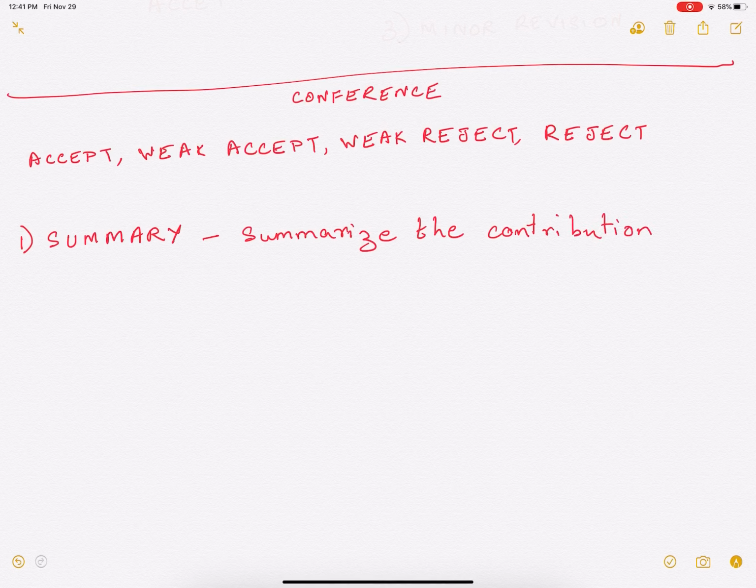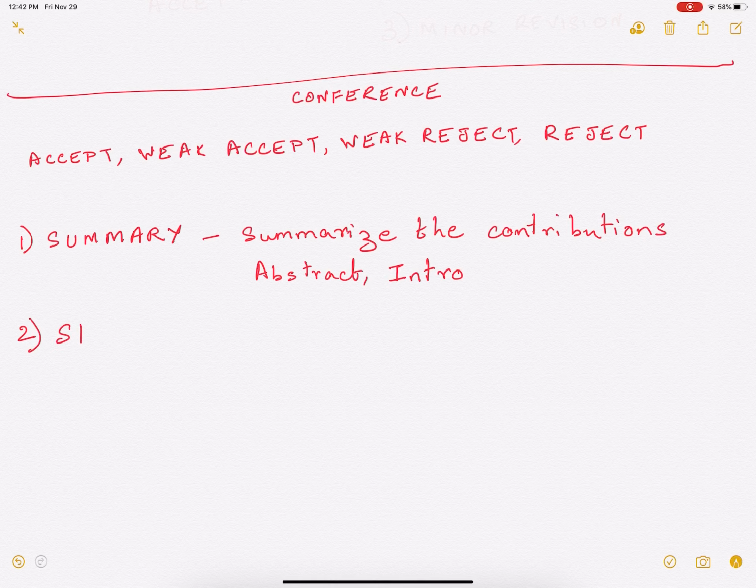Now, once you've summarized the contributions, where can you look to get a summary of the contributions? Basically, you can get it from the abstract or the intro. So the abstract and intro, the authors would have summarized their contributions. Now, the second thing, and it's fairly easy to write a summary of the paper.